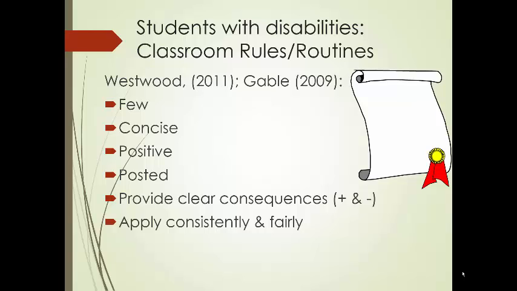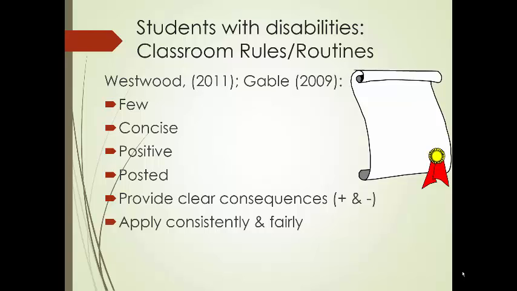And to include children with disabilities, our rules should be few, should be concise, i.e. short, should be positive, and should be posted clearly up in the classroom with clear consequences, positive and negative, for keeping within these behavioural boundaries, and our application of them, of course, should be consistent and fair.